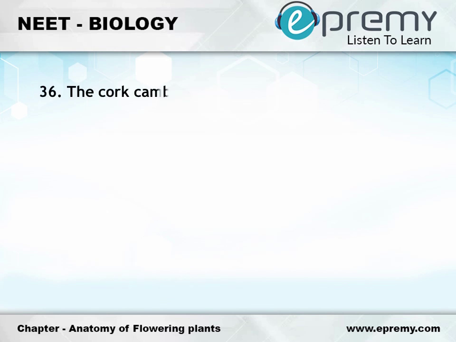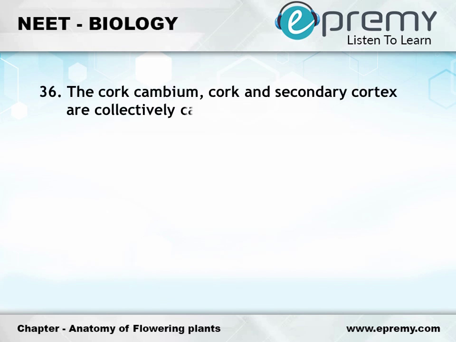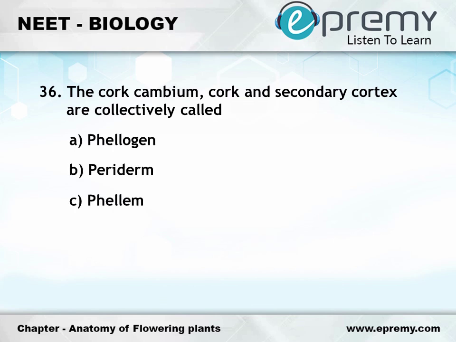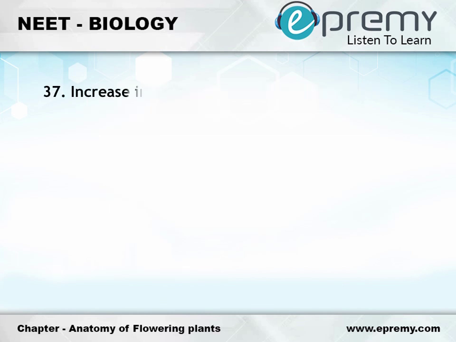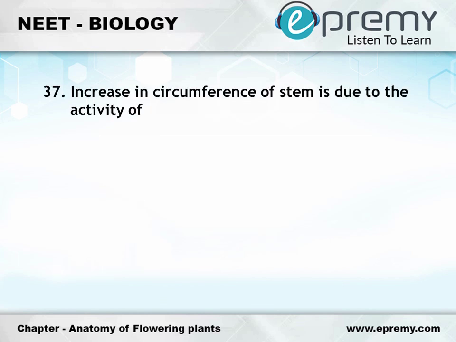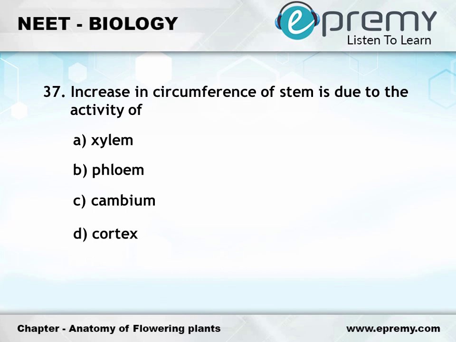Question number 36. The cork cambium, cork and secondary cortex are collectively called option A, phellogen, option B, periderm, option C, phellem, option D, phelloderm. Answer is option B, periderm. Question number 37. Increase in circumference of stem is due to the activity of option A, xylem, option B, phloem, option C, cambium, option D, cortex. Answer is option C, cambium.